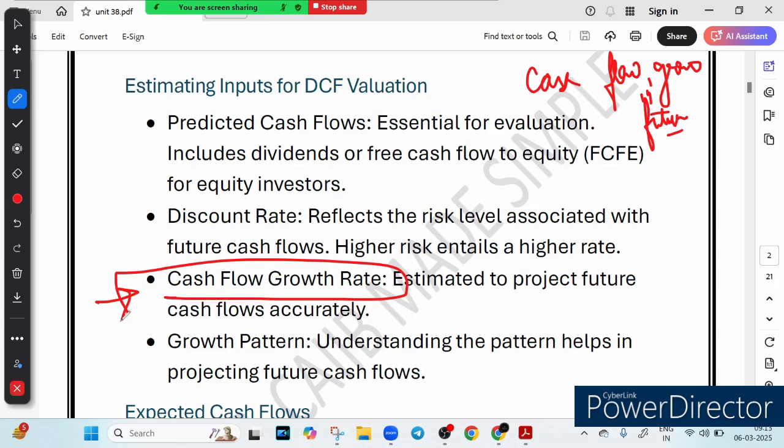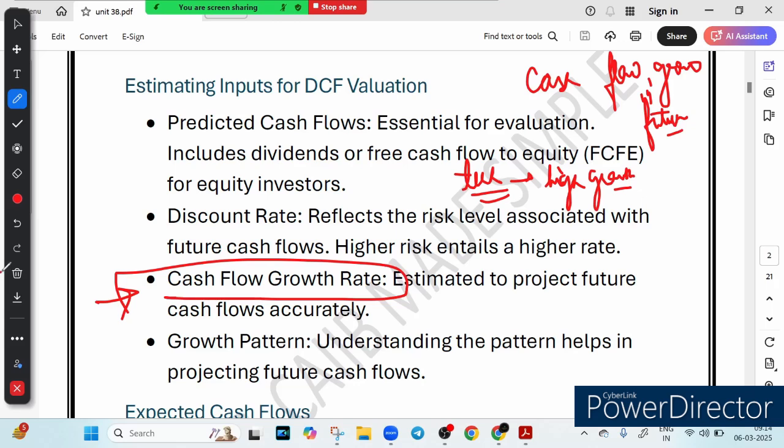I've given you two examples. Suppose there is a new tech startup. It may have high growth, while a well-established bank may have steady growth. So getting this right is very crucial for realistic valuation.